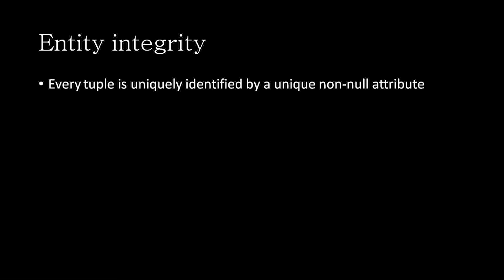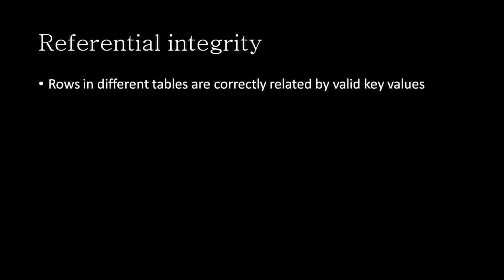Then we have entity integrity. Every tuple is uniquely identified by a unique non-null attribute. That attribute is called the primary key. Then we have referential integrity. Rows in different tables are correctly related by valid key values. These are called foreign keys, and foreign keys refer to the primary keys.